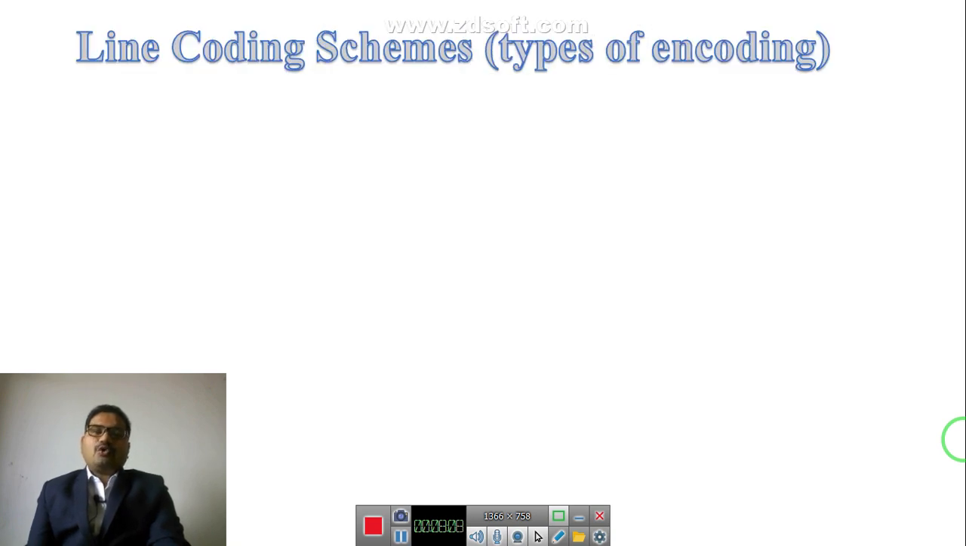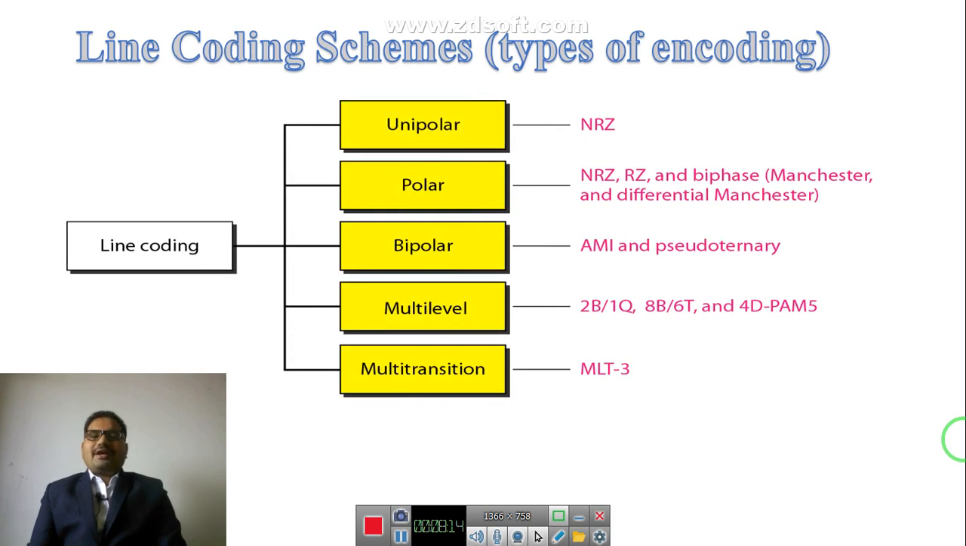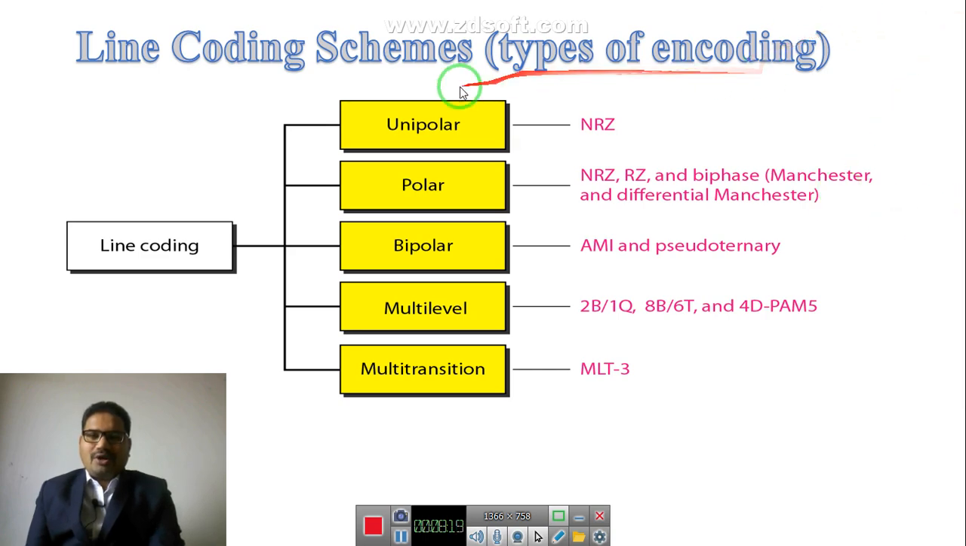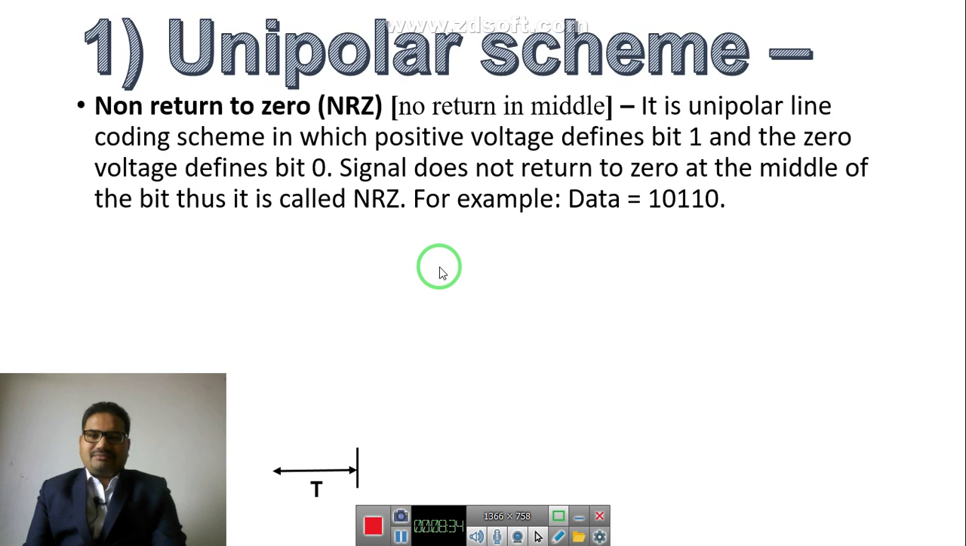Now, we are going to see what the different types of line coding are. Line coding is basically divided into 5 parts: unipolar, polar, bipolar, multi-level, and multi-transition. So basically in our syllabus, we are going to focus on unipolar, polar and bipolar.